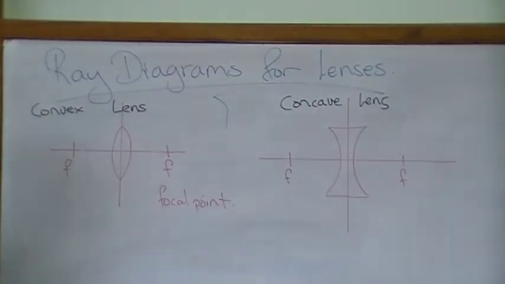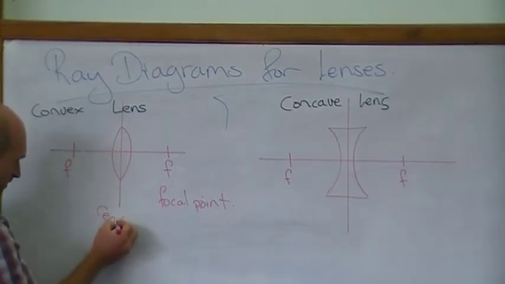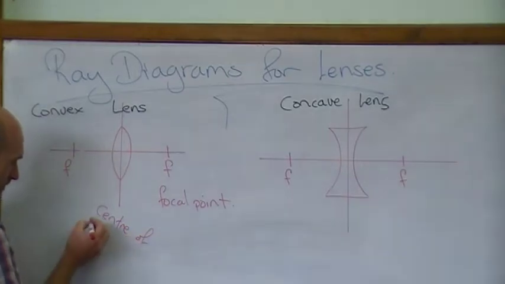And the other important thing on a lens is the centre. And on a lens, the centre of the lens is right at the centre of the lens. So the centre of the lens is halfway between the two focal points.